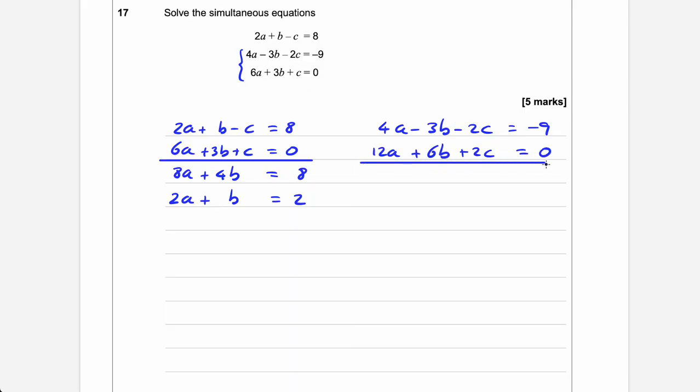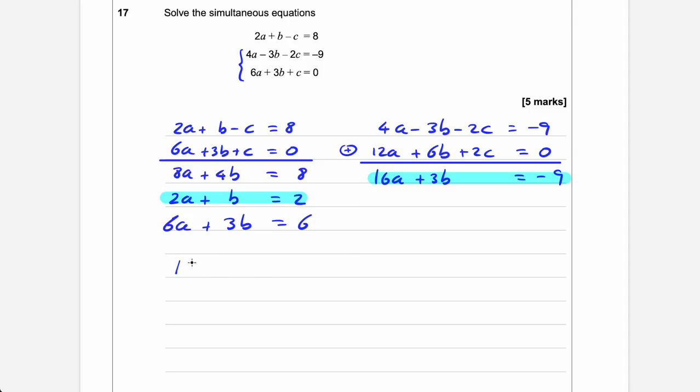Again, guys, I'm adding because it's different signs. This gives me 16a. This gives me 3b. And this gives me -9. Okay. Then I look at these 2 equations here. So let's get the b's the same here, guys. I will make this multiplied by 3. 6a plus 3b equals 6, and 16a plus 3b equals -9.